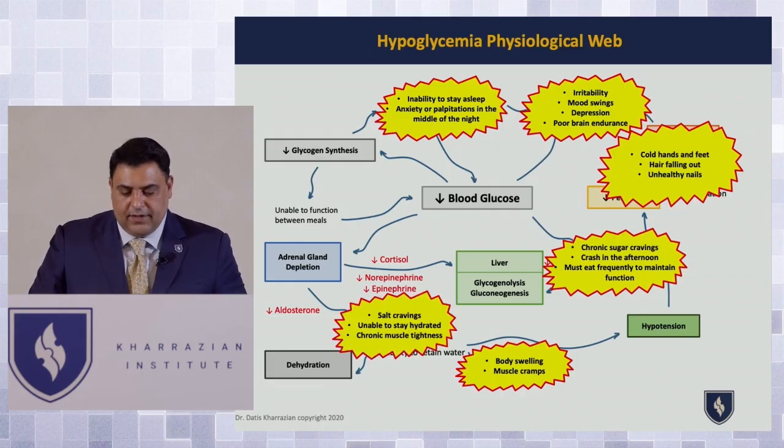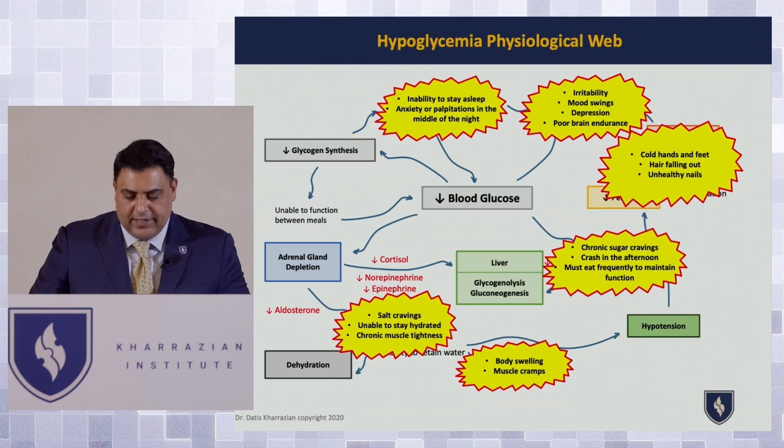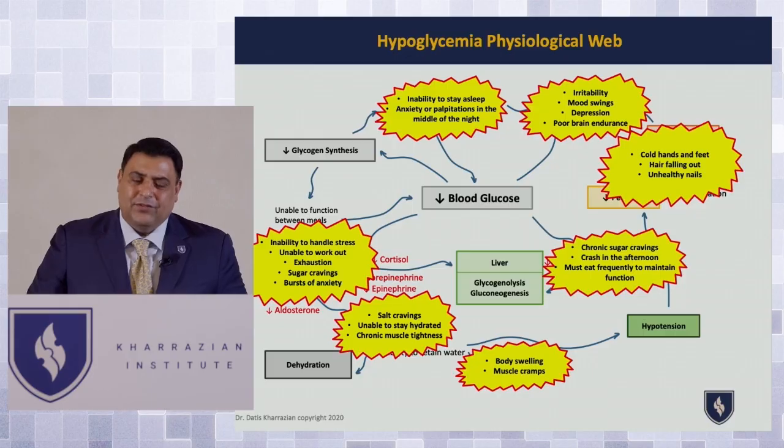They constantly crave salt. They have to constantly fight to stay hydrated. Muscles get tight all the time. Those are all the key things you'll see. And then if the adrenal glands start to get depleted, they can't really handle stress very well. They're unable to work out. They get really exhausted very quickly, constantly having sugar anxiety. Those are the typical patterns of the physiological web of hypoglycemia.